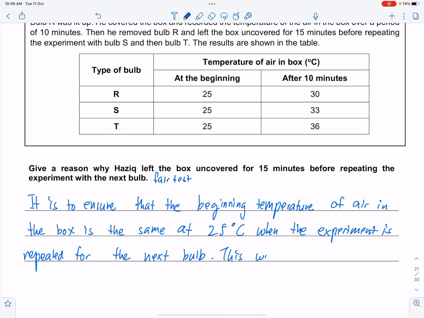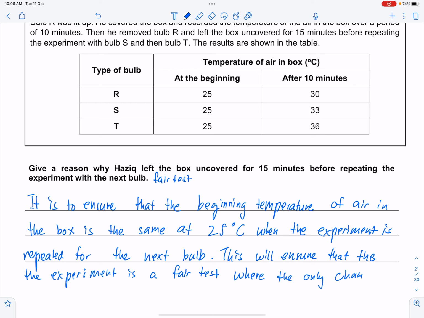This will ensure that the experiment is a fair test as there is only one change variable, where the only change variable is the type of bulb. Okay.